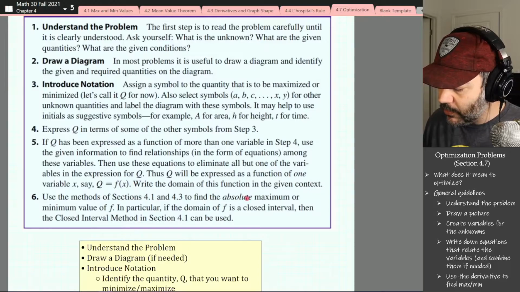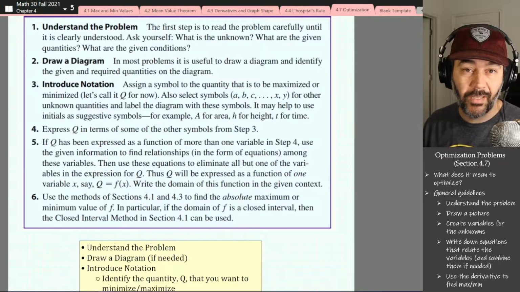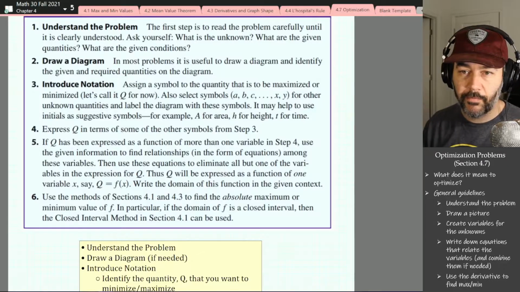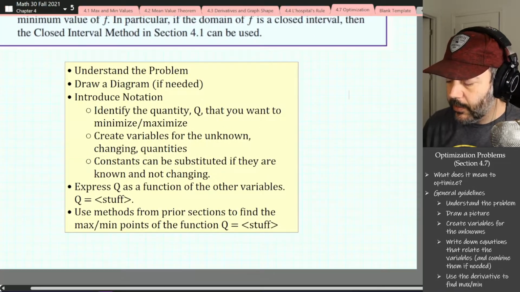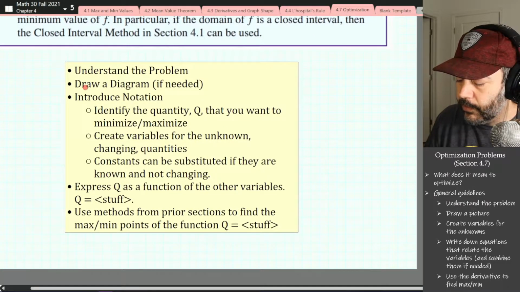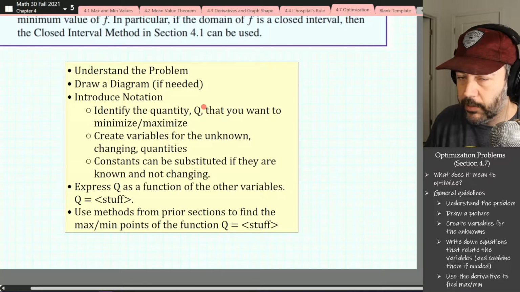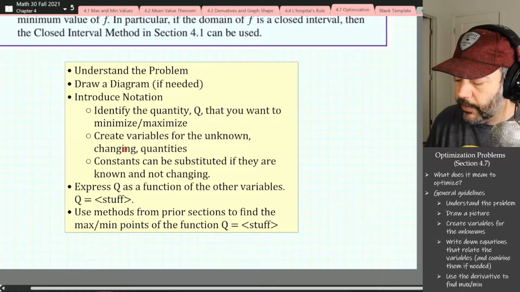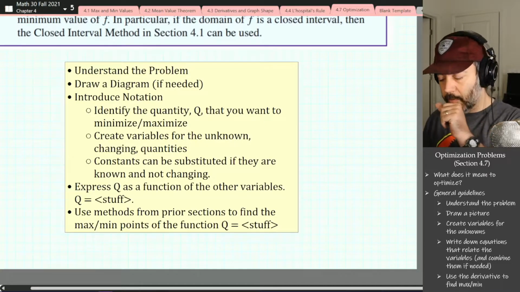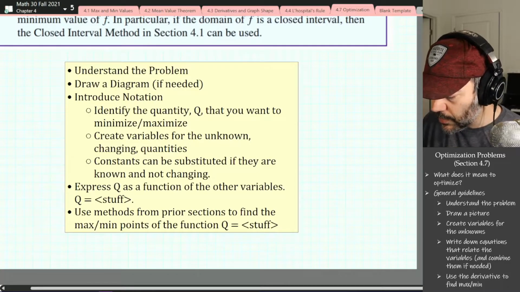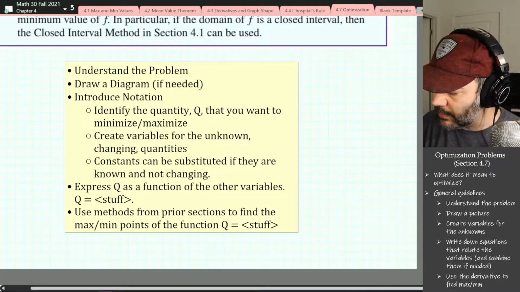So we ultimately want to get an equation Q equals f of x, where x might mean something in that problem. Then you just use the methods that we've done in the previous sections: max, min, the absolute extreme value theorem. I've kind of summarized this into this. Understand the problem, draw a diagram, introduce notation, identify the quantity Q that you want to maximize or minimize, create variables for the unknowns, constants can be substituted, express Q as a function of the other variables, and then get Q equals the stuff. And you want the stuff to be a single variable. Then use the method from prior sections to maximize or minimize that function.